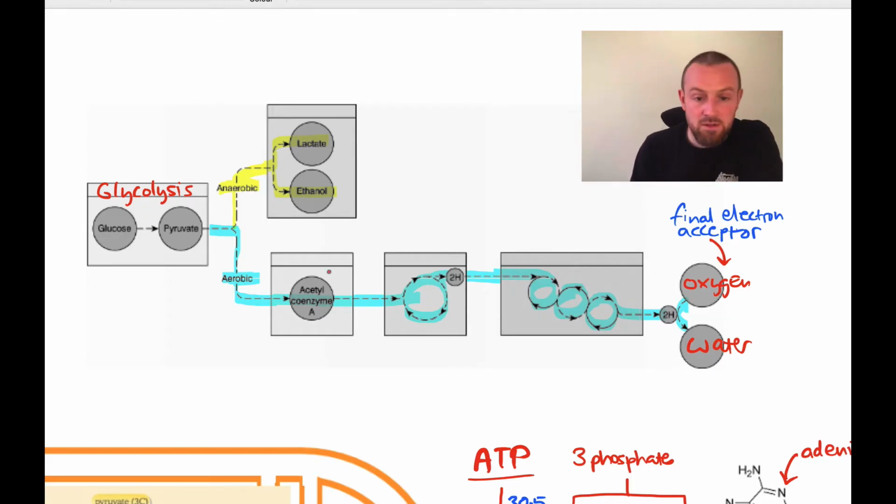All right, what are the other steps? The other main parts are called the link reaction. Link reaction is that bit. Then we've got the Krebs cycle.